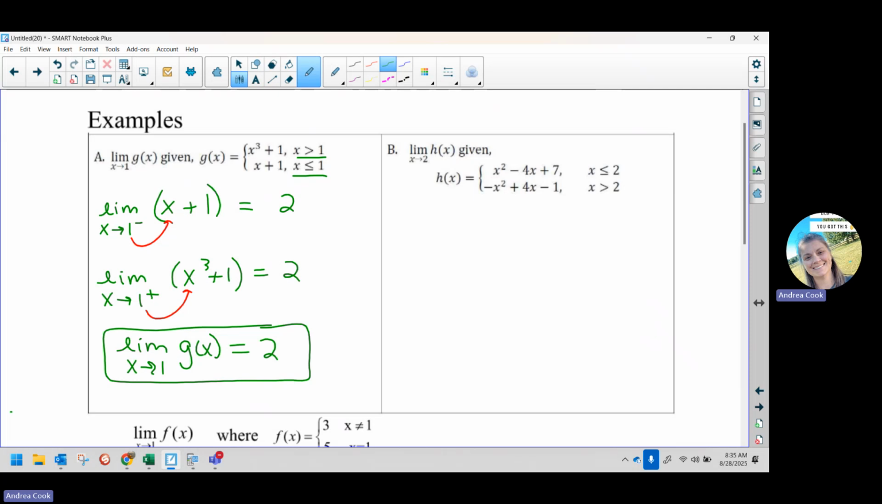Do you want to try B? If you can try B, where did you figure out that it's the notes from yesterday?